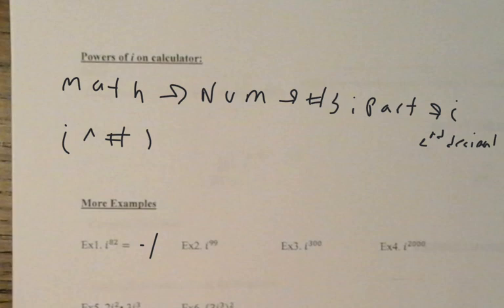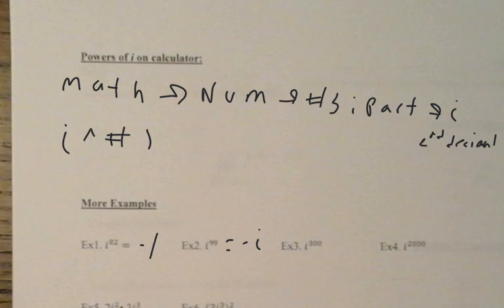Alright, let's do the same thing for I to the 99. So we have math, it's a number 3, I part, put in I, which is second decimal, put your little caret, plug in the number, and I to the 99 equals negative I.